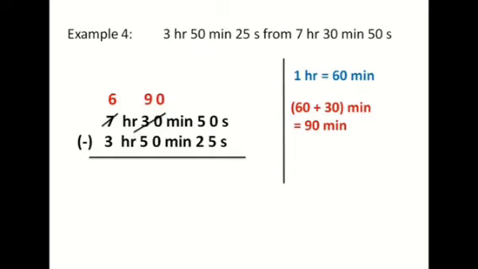So let's start the subtraction part. So you write 50 minus 25 equals 25 seconds. 90 minus 50 equals 40 minutes. 6 minus 3 equals 3 hours. I hope you all have done it with me.